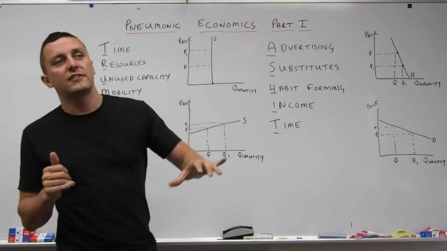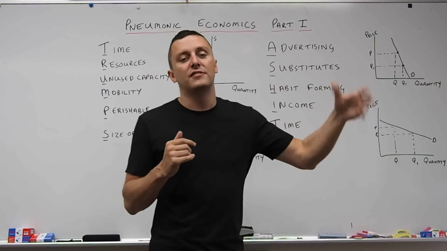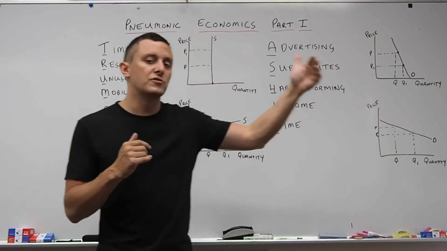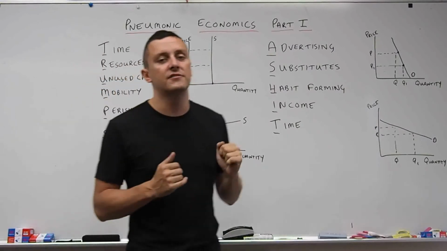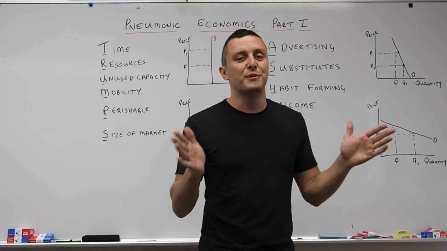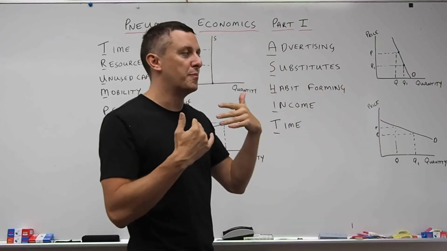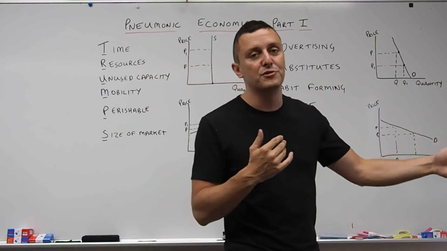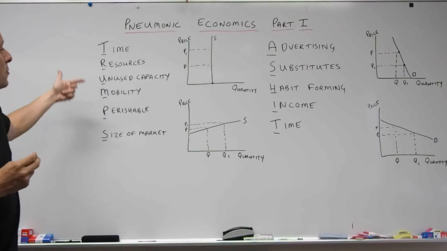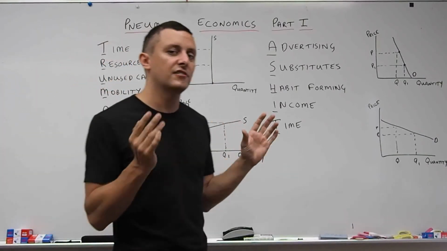If I have a factory, I'm usually not using my full capacity all the time. So I can choose to produce more or I can choose to produce less fairly easily. If I'm a rice farmer, I really have no choice because my field is fixed and the amount of rice I'm going to produce is fairly fixed. So that's unused capacity.